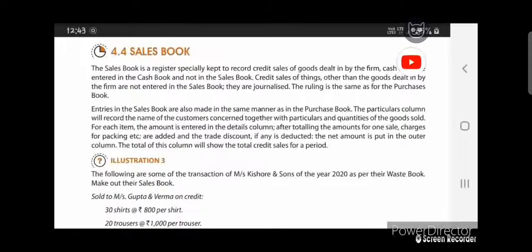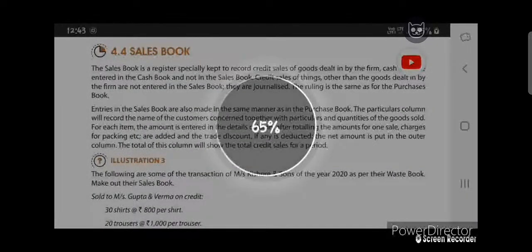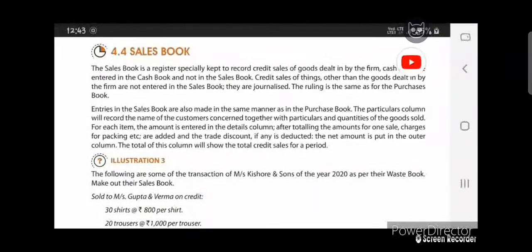After totaling the amounts for one sale, charges for packing and other things should be added, then the trade discount. If any deduction is there, you should deduct it, and the net amount you put into the outer column. The total of this column will show the total credit sales for that period.